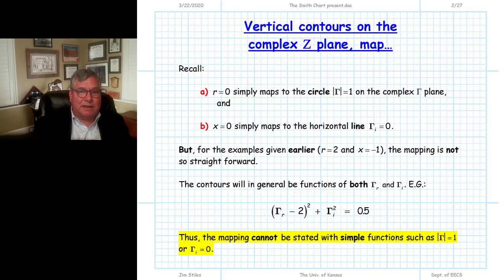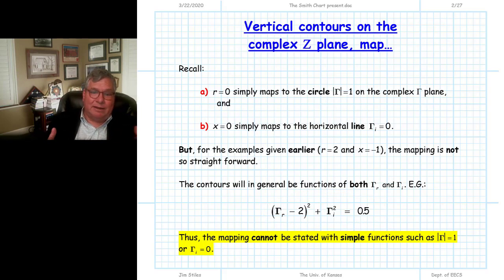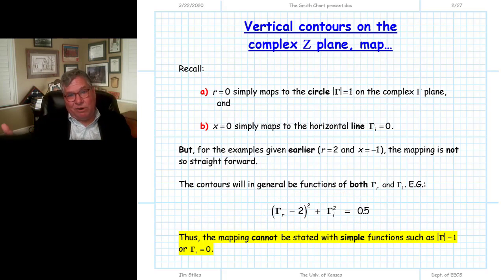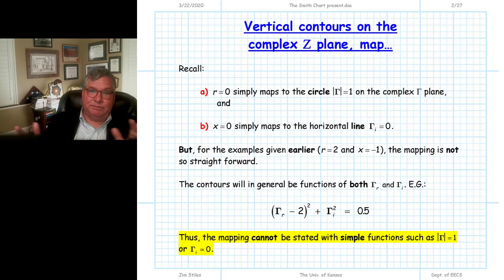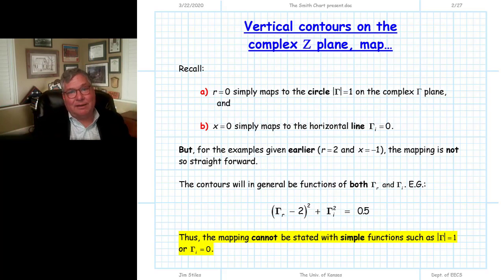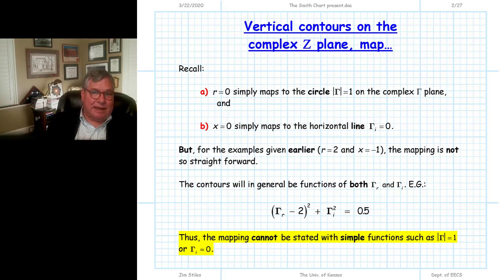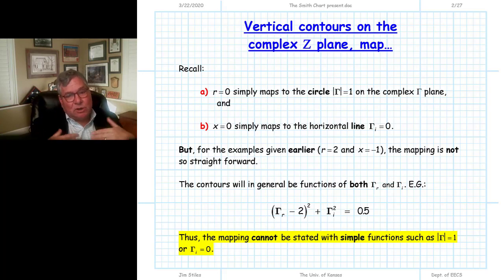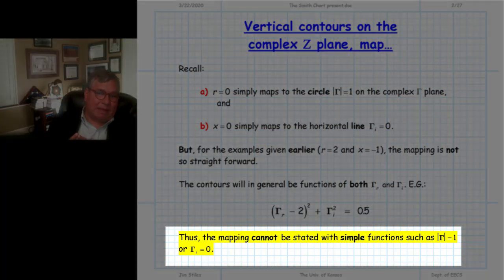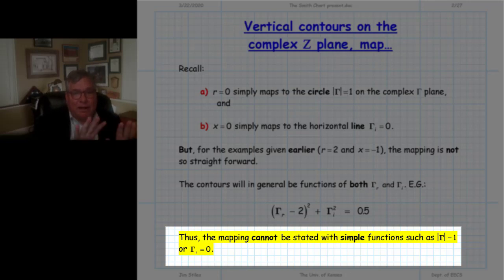But if we took a different point and we evaluated it and the left side was not equal to 0.5, it was equal to 7.8 or something like that, then that point, of course, would not satisfy that equation and it would not be a point on the contour. And so it's going to be more difficult to understand the mathematical statements that result from a mapping of simple vertical and horizontal contours on the complex normalized impedance plane onto the complex gamma plane.